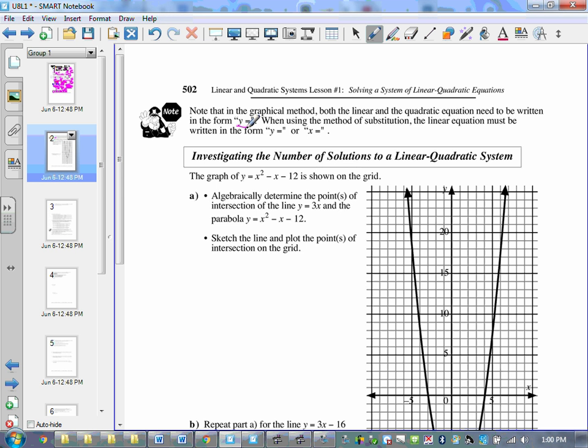Does substitution make sense as an algebraic method? So we're just taking the what y equals of one and plugging it in for the y of the other. And we can do the elimination method on this one. They're pretty much the same. So we're going to investigate the number of solutions. When we have a linear quadratic system, I'm going to give away the answer.